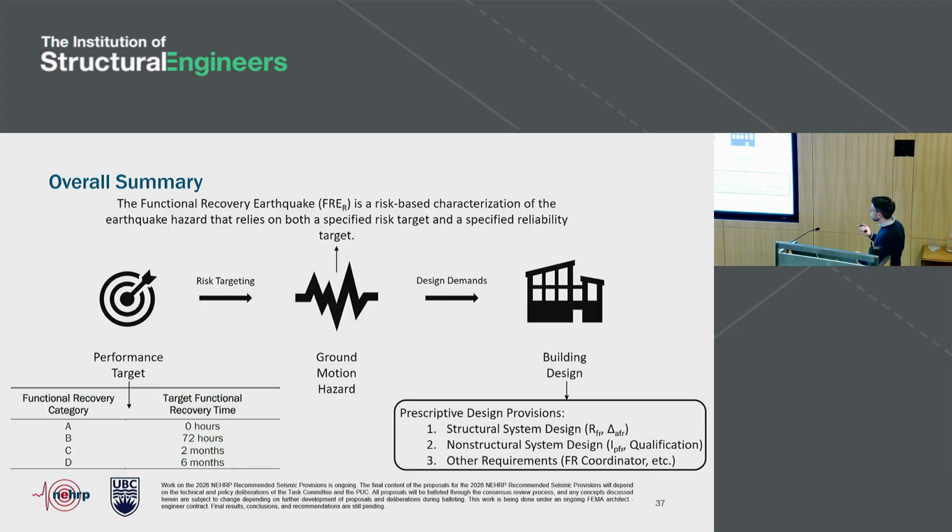And the way we're doing this is by introducing new requirements for the structure, primarily RFR and drift limits, new requirements for non-structural systems in the form of seismic qualification of equipment and IPFR. And then I didn't discuss it today, but equally important are other requirements that relate to quality control, right? Because without those, there's no way that all of this comes together. And we even have new roles that we're introducing, like a functional recovery coordinator who's ensuring that there's translation from design to the actual construction of these buildings.